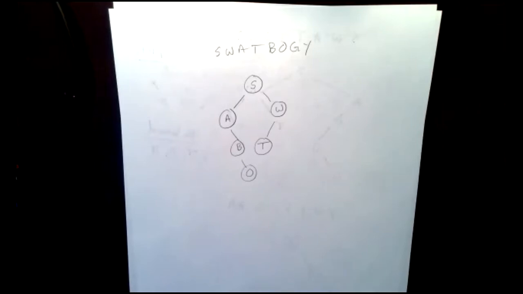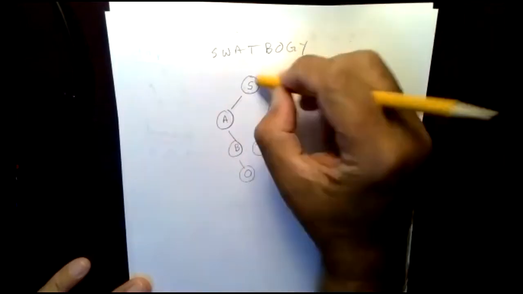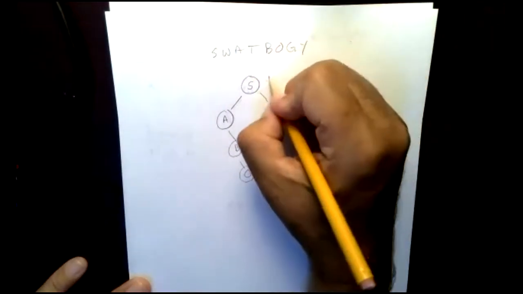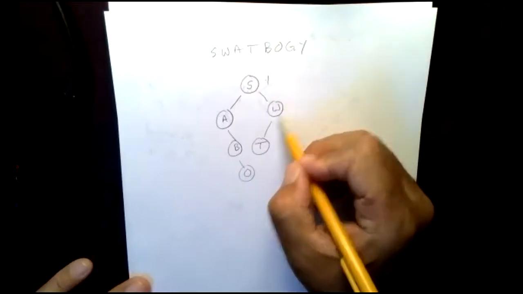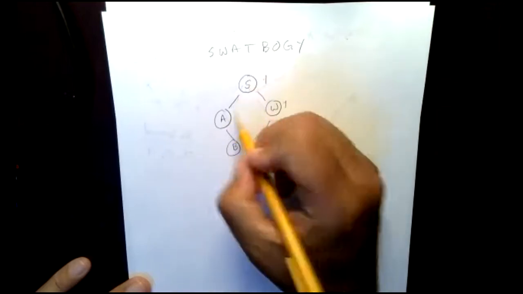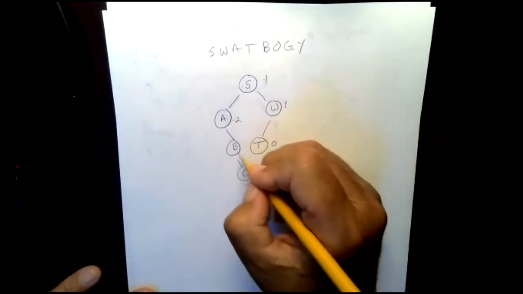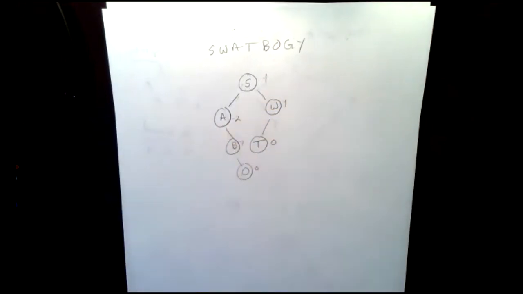Is it the S? 3 minus 2 is 1. Is it the W? That's 1. T is 0. A is negative 2. B is negative 1. So I have a problem there with that negative 2.